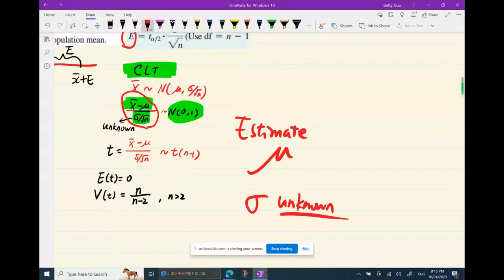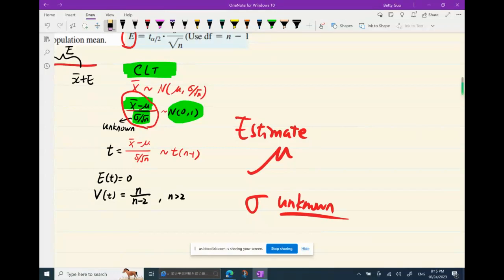How is that possible? So the more reasonable assumption is that sigma, the population standard deviation, is unknown. That's the reason we cannot use this distribution. We can't, because sigma is unknown. Then we have to figure out a way. Then what should we do?